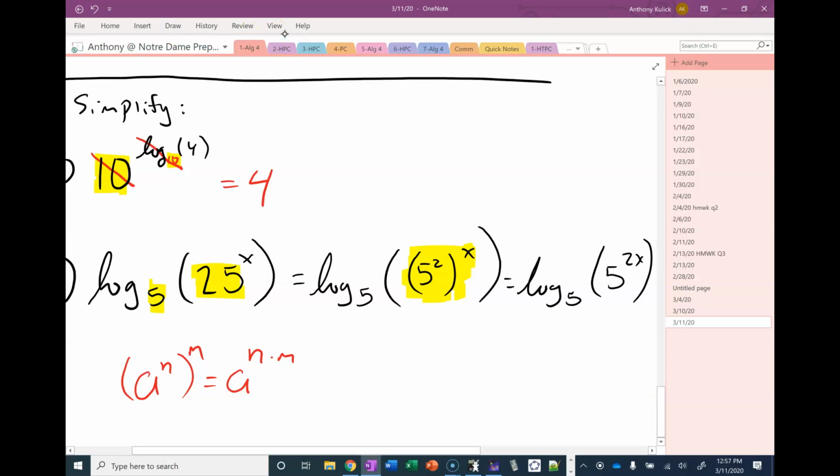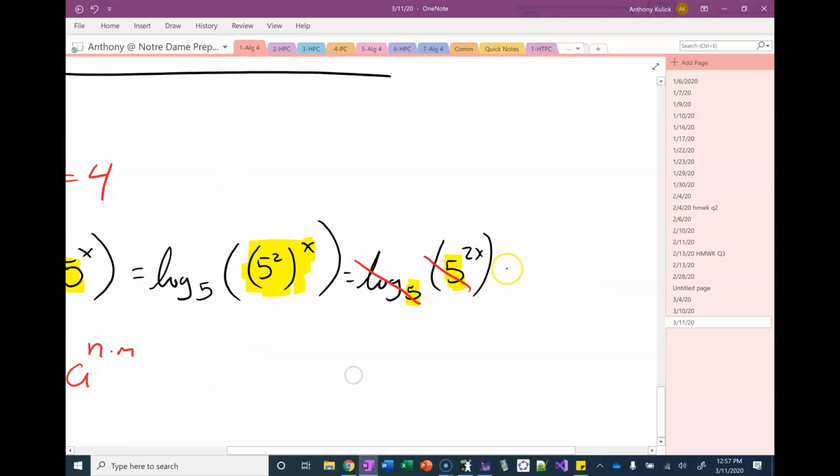And now, if we compare, the base of the logarithm is 5, and the base of my exponential is 5. So what can happen? They can cancel, and we're left with what? 2x is correct. Is everybody okay with this idea? This is maybe the most important concept of this section, is that this exponent base and logarithm base cancel each other out. Okay.